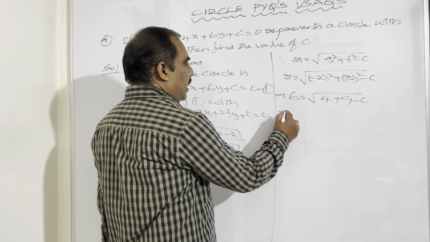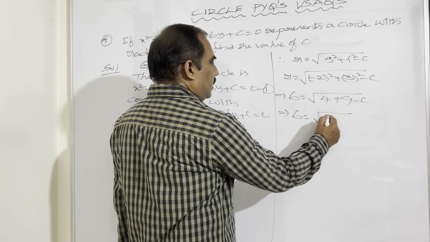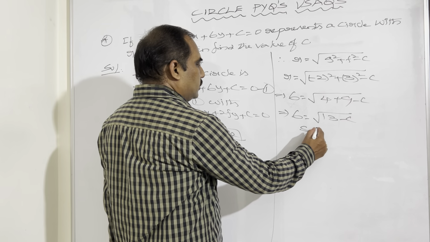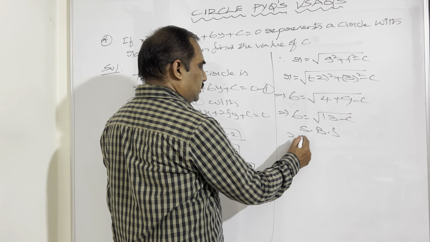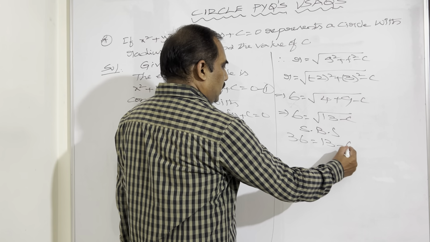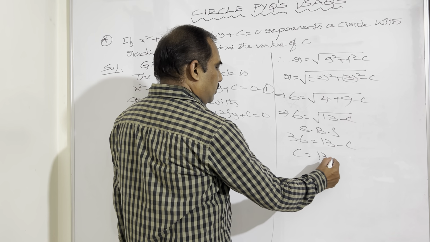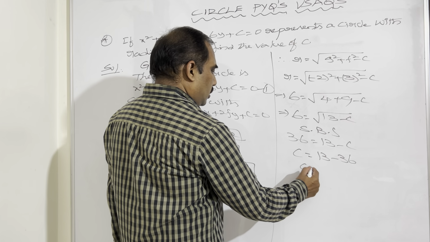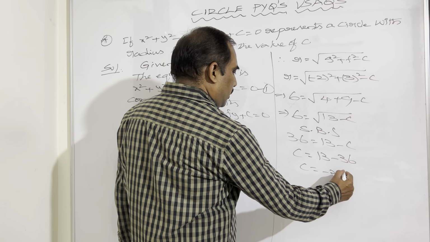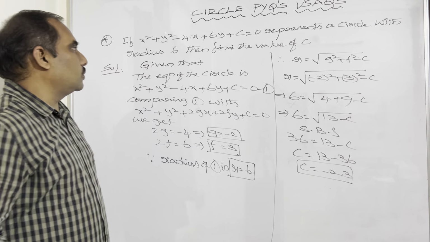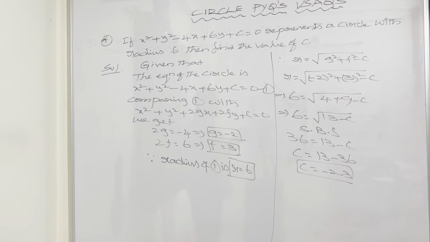So this implies 6 is equal to root over 13 minus c. Squaring on both sides, we get 36 is equal to 13 minus c. So c is equal to 13 minus 36. Therefore the value of c is equal to minus 23. Like this we can find.